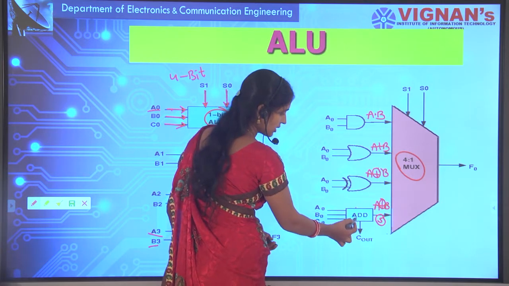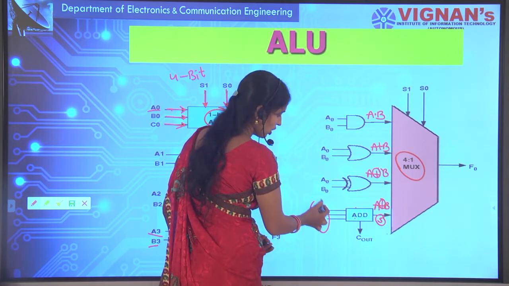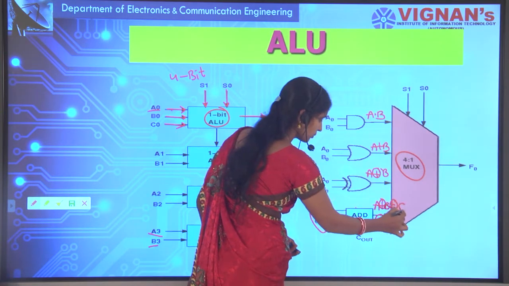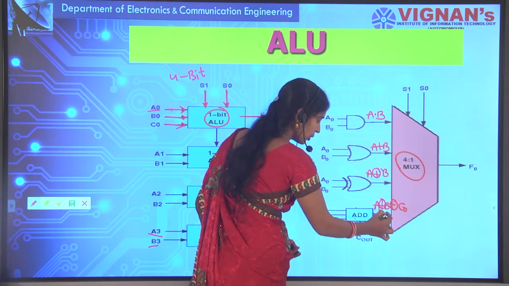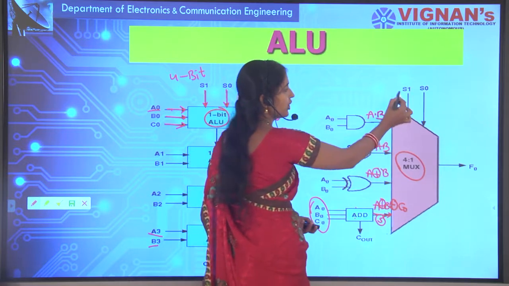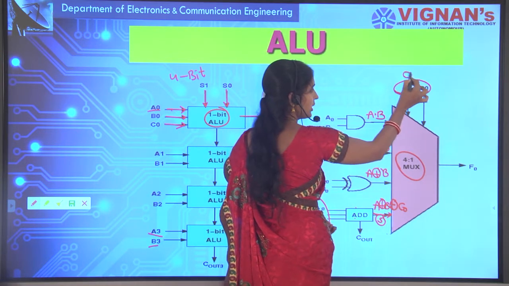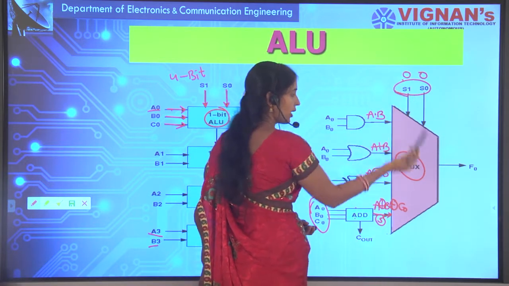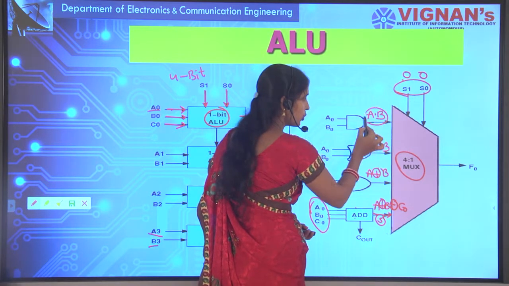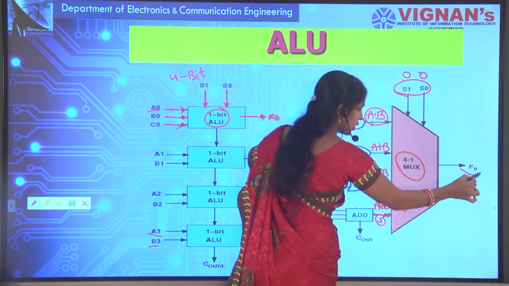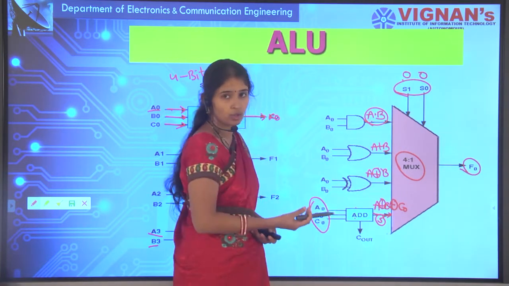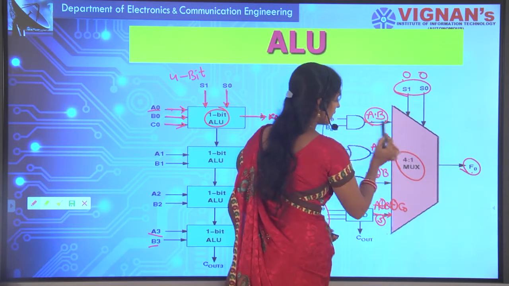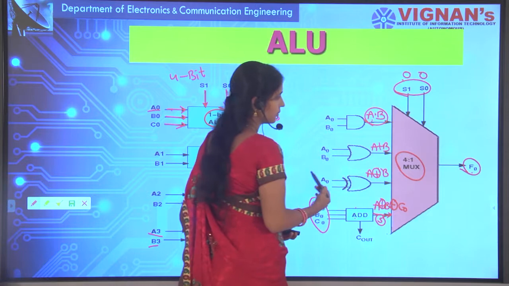If you add 3 bits, what will be your 3 bits? A XOR B XOR C0. So whatever that sum will be providing. So depending upon your selection lines, if the selection line is 0 0, what happens? Whatever your input A into B, you will be getting as your output. So you are performing the AND operation, like A into B you are getting.